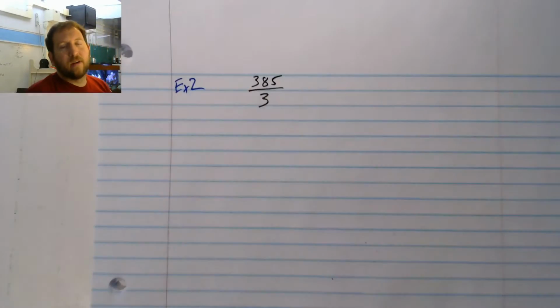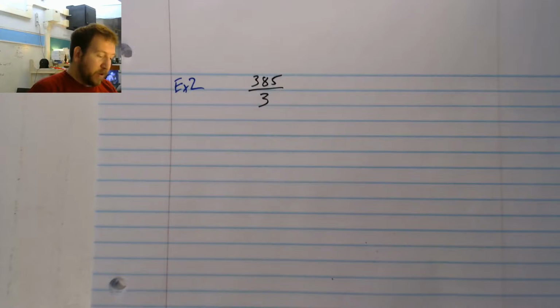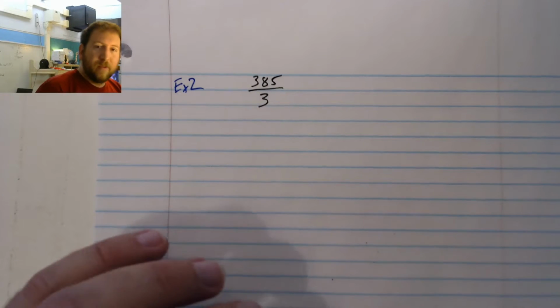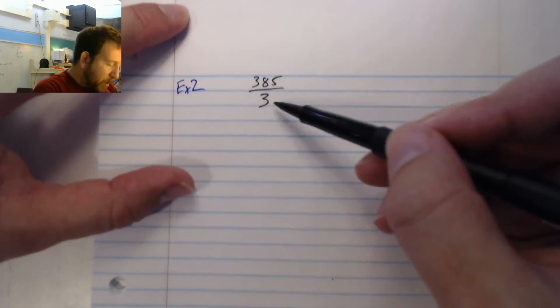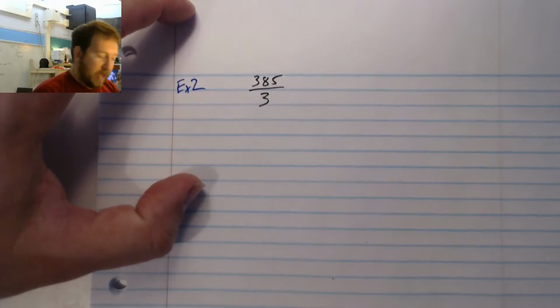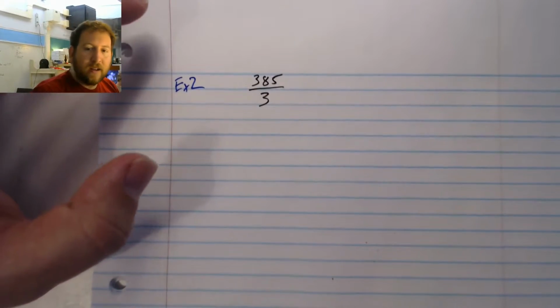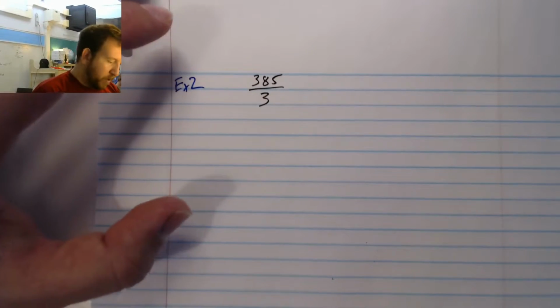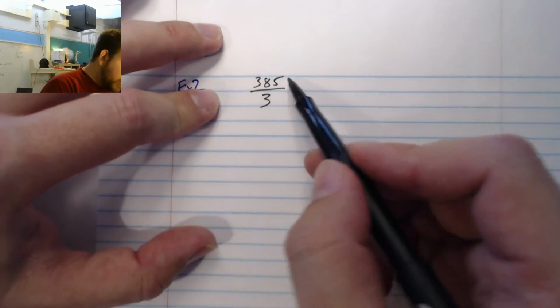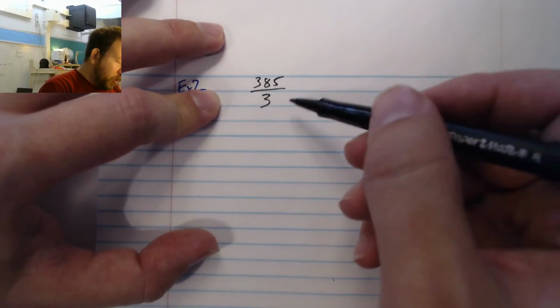Because she earned $385 and he got 1/3 of it. So I can't do a division problem like this just yet because it's much too large. So I first have to write it as a mixed number. So the question is 385, how many 3's go into that? Well, let's see what I can do.